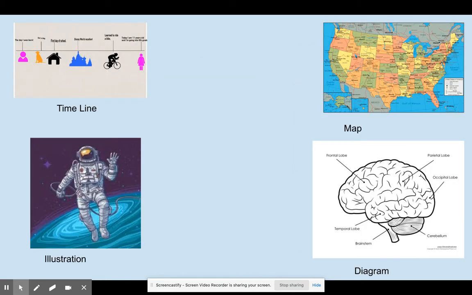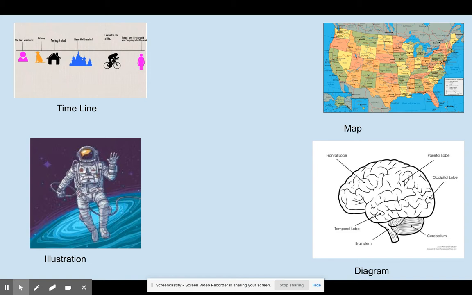Here's the first four we're going to look at. So a timeline is basically what it sounds like. It's kind of going through the order of events. So like this one right here, it says the day I was born, I got a dog, first day of school, Disney World vacation, learned to ride a bike. Today I'm 11 years old and I'm going into the sixth grade. So that means that this timeline is from the day somebody was born to the day that they turned 11. So these are some of the major events, okay?